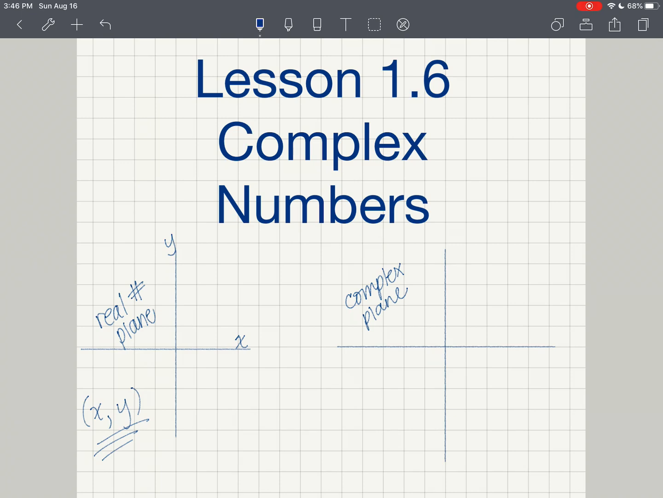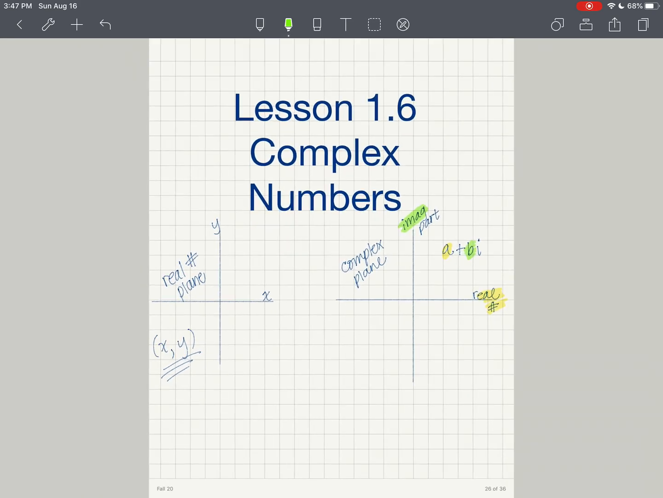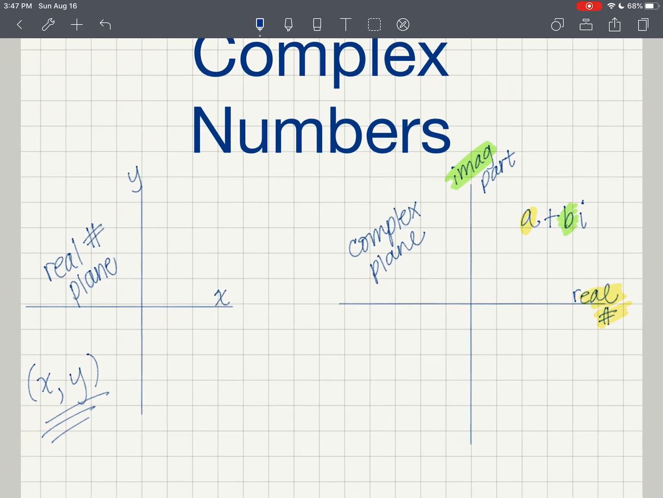So the complex plane, you've got a horizontal move, which is your real number. It's the real part. And the vertical move is your imaginary part. And we don't write this as an ordered pair, we write this as a plus bi. So a is your real number, and just the b is your imaginary move. So with that said, let me show you an example.